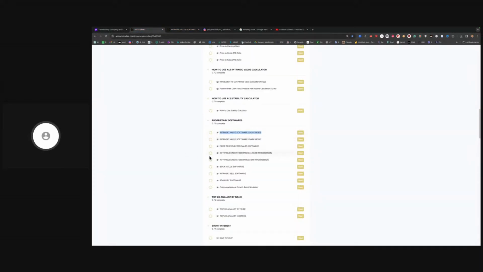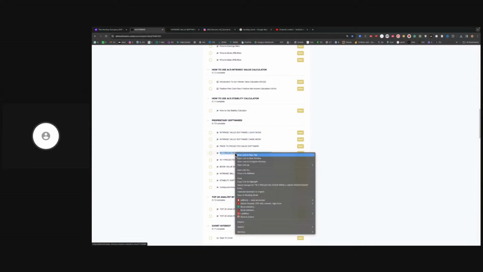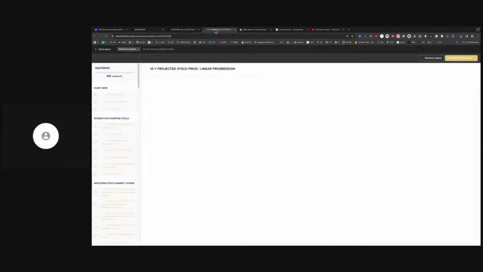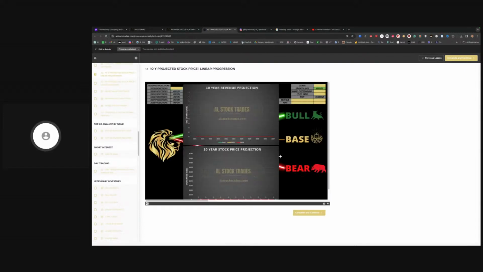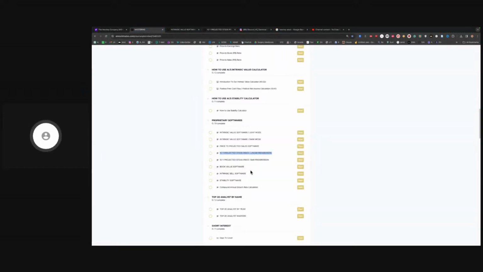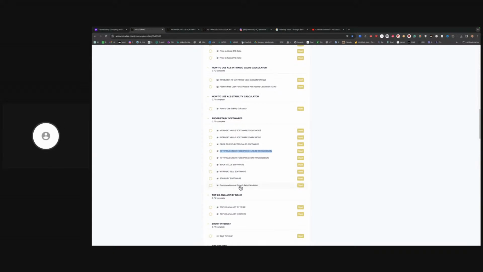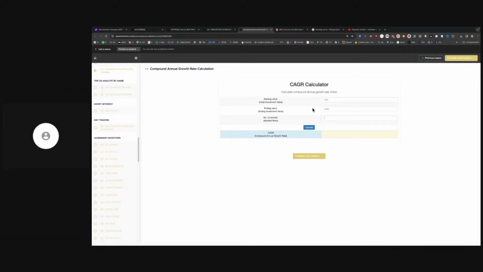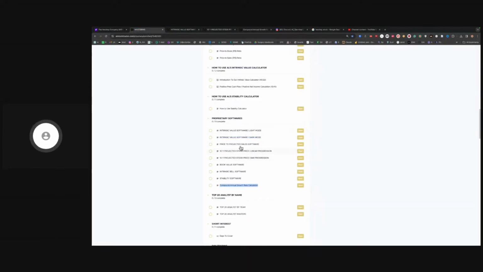Then we want to do a 10-year projected stock price linear progression, so we're going to open up this one. Then we're going to go down here and do a compound annual growth rate calculation. We're going to open up this one. So this is a nice calculation. We open up three menus from the alstocktrades.com website.